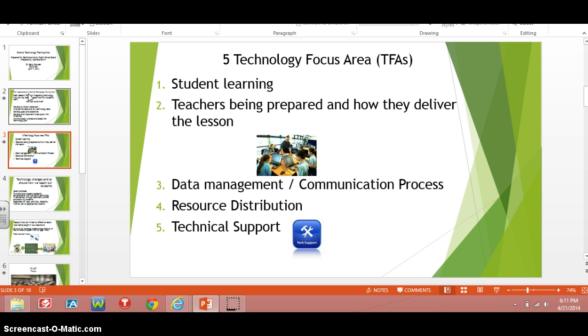Now, the 5 technology focus areas that we should focus on when we're trying to do this DTTP are student learning and making sure the teachers are prepared in how they deliver their lessons. We need to have data management, communication process, resource distribution, and last but not least, good technical support.